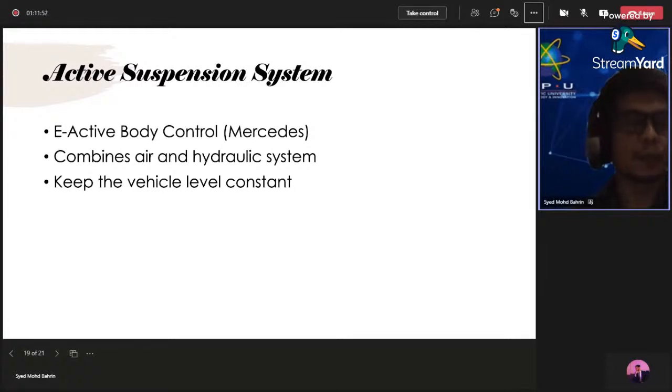For active body control, I've seen one of the videos which they put on YouTube. They ran some simulation, some experiment on one of the cars. They put a glass of water on top of a car.